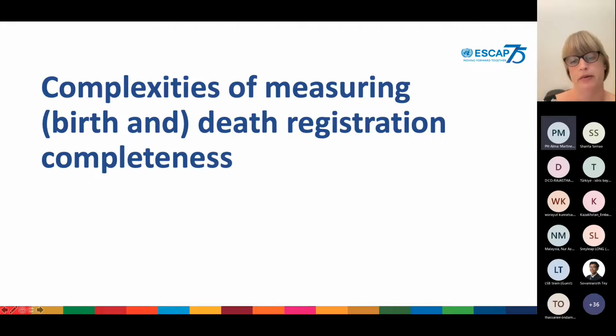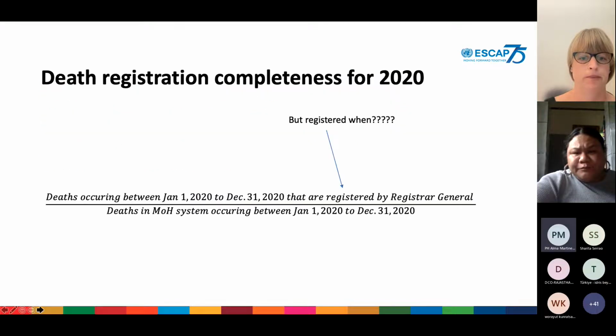So we're going to talk a little bit about the complexities of measuring birth and death registration completeness. Here our example is about deaths, and we're looking at the year 2020. Intuitively, we understand that the death would have occurred between January 1st and December 31st in 2020. But when was it registered? This is a tricky question.